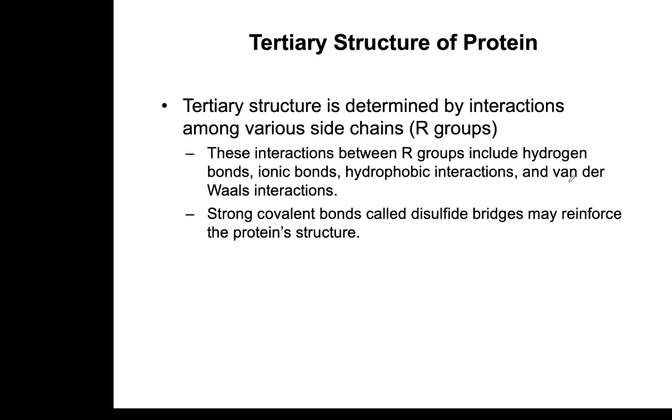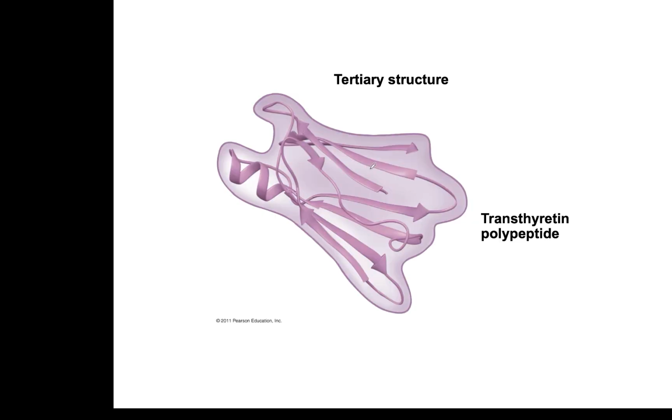There's one more kind of chemical interaction in addition to covalent, ionic, and hydrogen bond. It's a very weak chemical interaction. But when protein folds to form tertiary structure, van der Waals interaction also participates. A strong covalent bond called a disulfide bridge may reinforce the protein's structure. So this is tertiary structure.